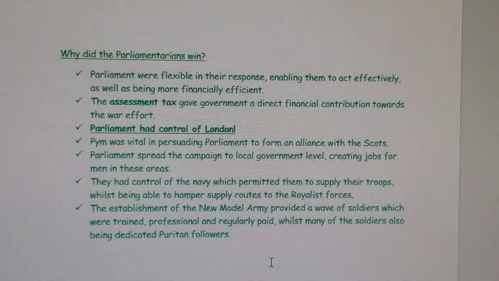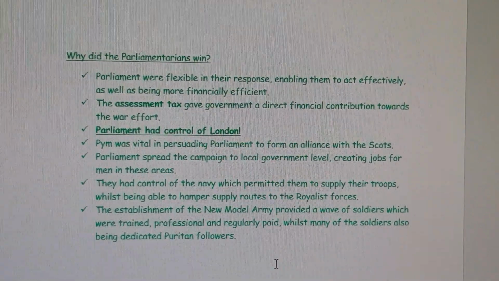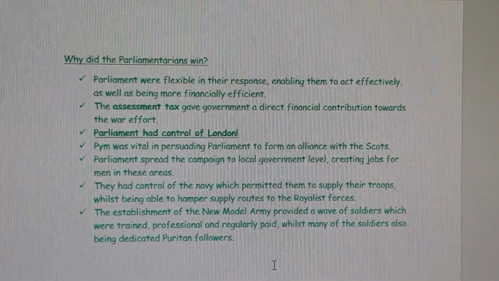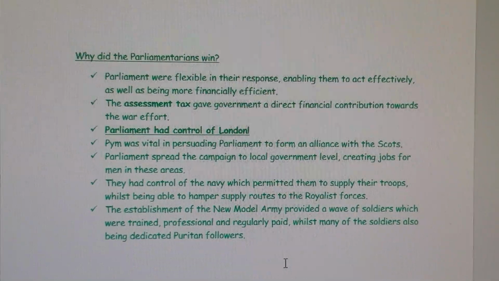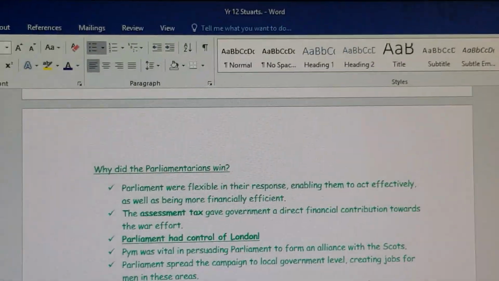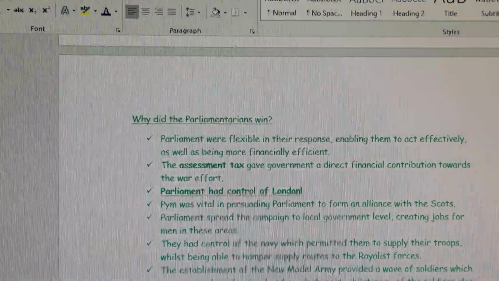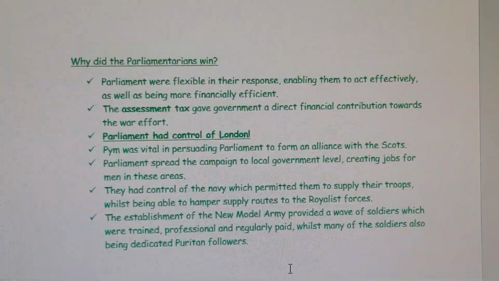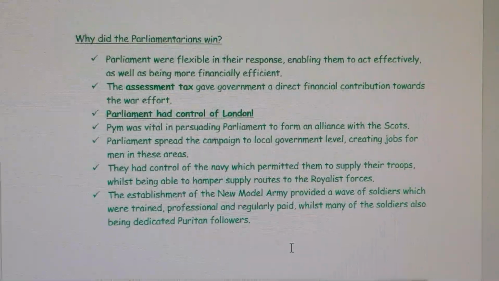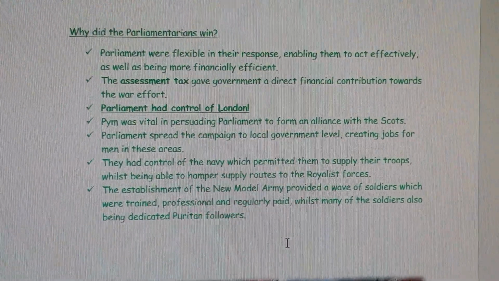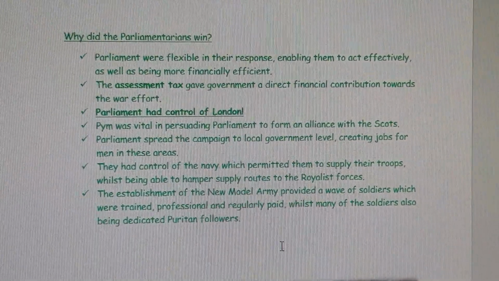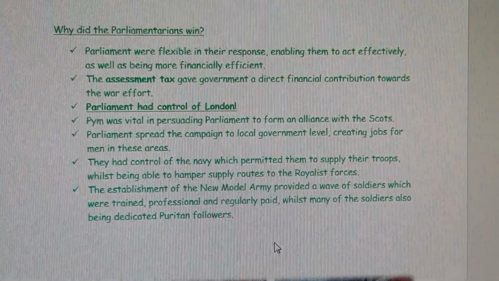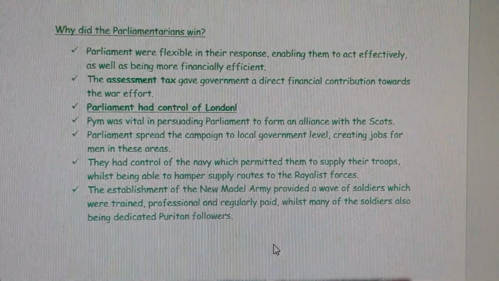And that gave government a direct financial contribution towards the war effort. Vitally, though, Parliament had control of London, and London was vitally important for the campaign because they were able to instill a series of propaganda, which was obviously anti-monarchist. They could also access parliamentary financial resources through the collection of taxation.